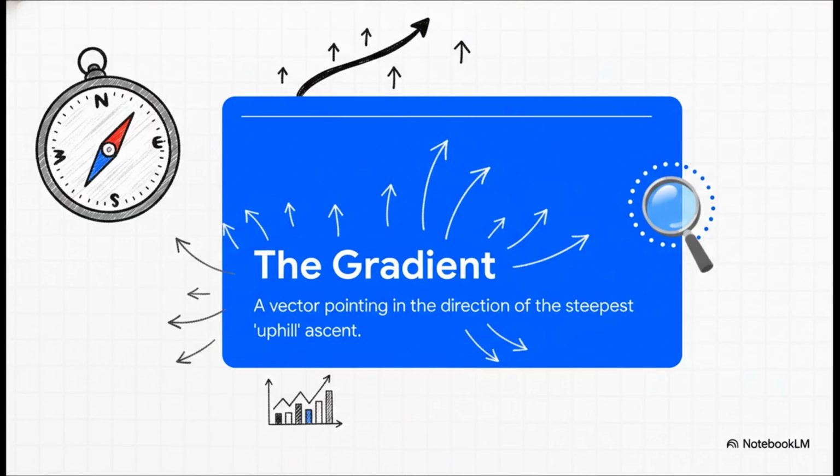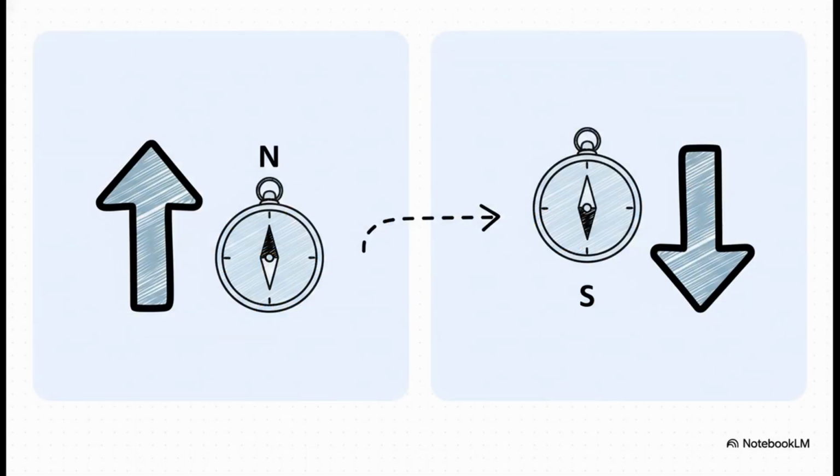Next up, you need a compass, and this is the gradient. The gradient is a vector that always points in the direction of the steepest uphill climb. It tells you the fastest way to go up. We just flip it around. We move in the opposite direction, the direction of the negative gradient.